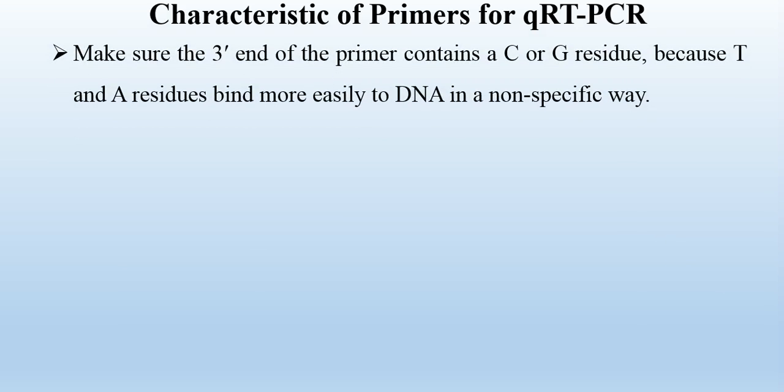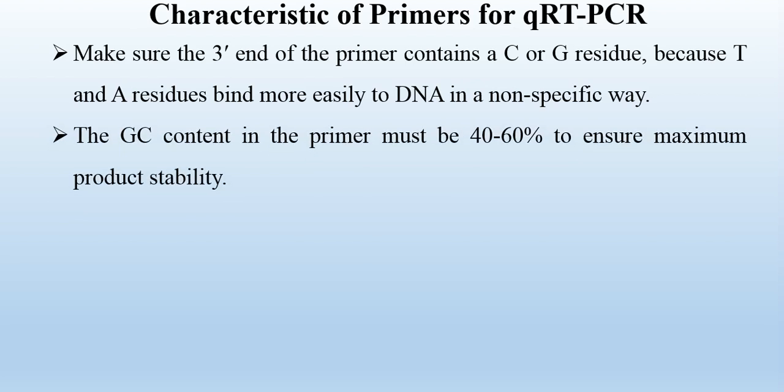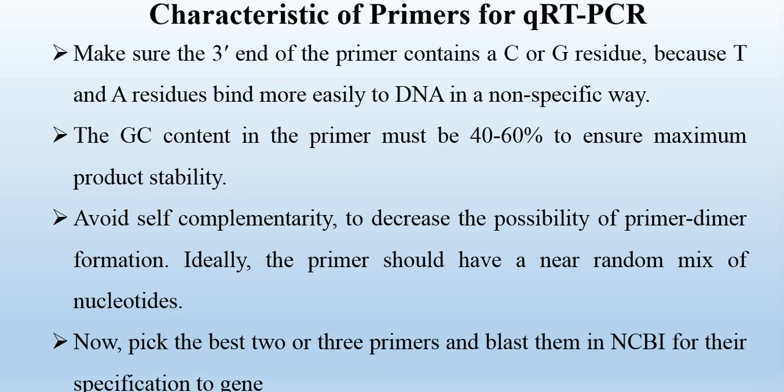Make sure when you are designing the primer that the primer at the 3' end must contain a C or G residue, because a T or A residue at the 3' end binds more easily to any strand or at a non-specific site on the DNA. The GC content in the primer must be 40 to 60%. That ensures the maximum product stability. Avoid self-complementarity to decrease the possibility of primer-dimer formation. Ideally, the primer should have a near random mix of nucleotides. Now, pick the best 2 or 3 primers and BLAST them in NCBI for their sequence specificity.